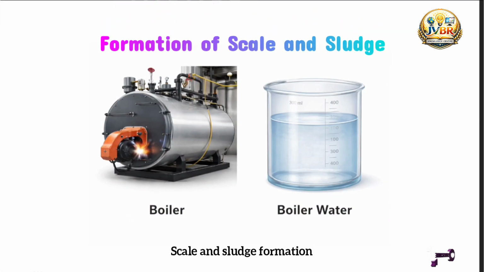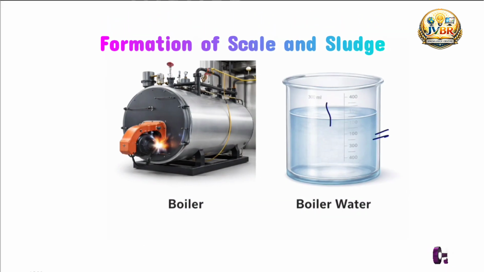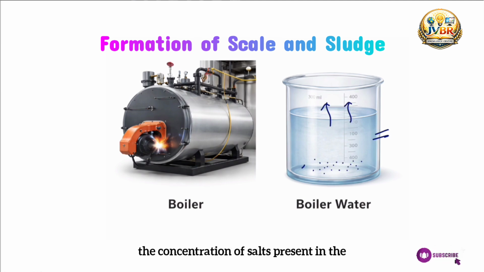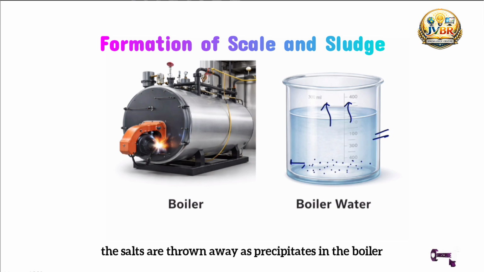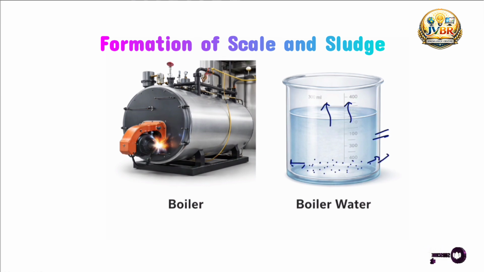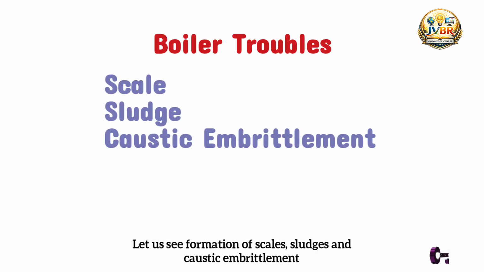Scale and sludge formation. When water is continuously heated, evaporation takes place. Due to evaporation, the concentration of salts present in the water increases. After the saturation point is reached, the salts are thrown away as precipitates in the boiler. These precipitates are either scale or sludge. Let us see the formation of scales, sludges and caustic embrittlement.